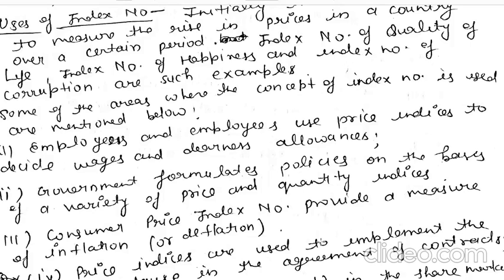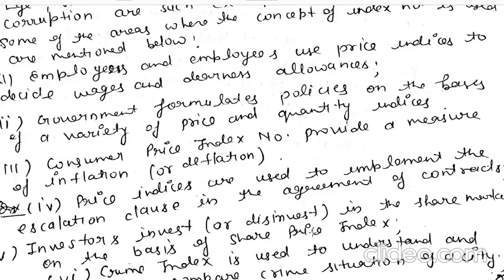Employers and employees use price indices to decide wages and dearness allowances. Right, government formulates policies on the basis of a variety of price and quantity indices. Consumer price index numbers provide a measure of inflation or deflation. Right, so these are the uses in some areas. Price indices are used to implement the escalation clause in the agreement of contracts.